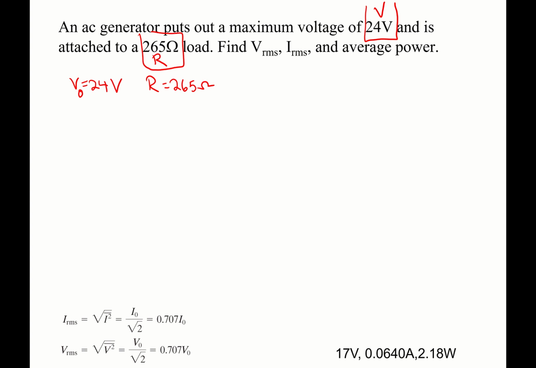So VRMS is V0 times 0.707. That's easy. I've got my V0. So VRMS is V0 times 0.707. So that's 24 times 0.707, or 24 divided by root 2. And I get 17 volts. All right, so that's my VRMS.